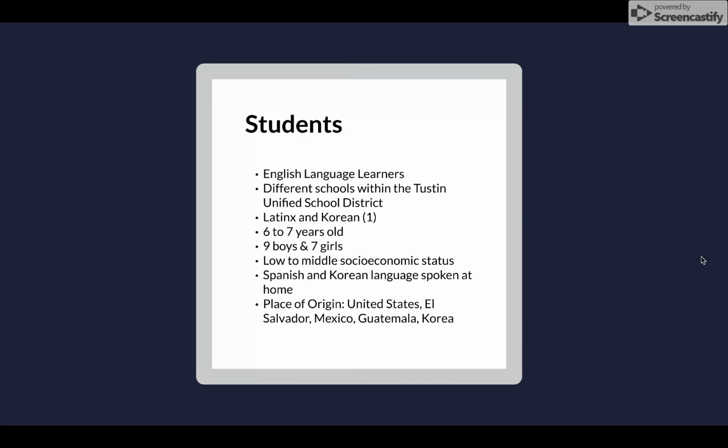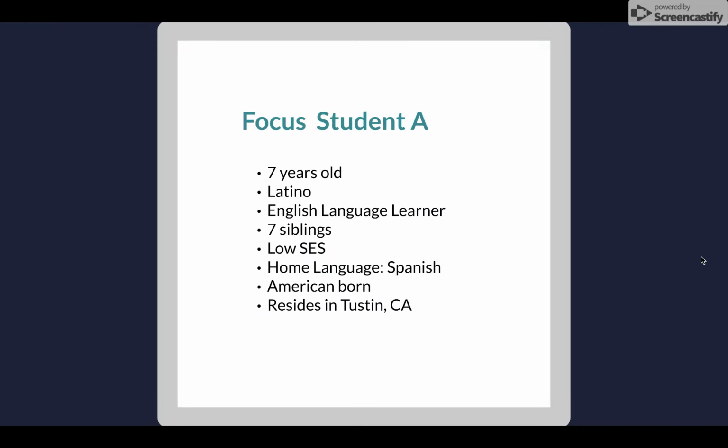The overall demographics of the school and the class in general, they are all English language learners inside the classroom. And as Cami had mentioned, they go to different schools within the Tustin Unified School District. They are Latinx and Korean as well. And we have 6 to 7-year-olds, 9 boys and 7 girls, and they range from low to middle SES. The languages spoken at home include Spanish and Korean, and the place of origin include the United States, El Salvador, Mexico, Guatemala, and Korea.